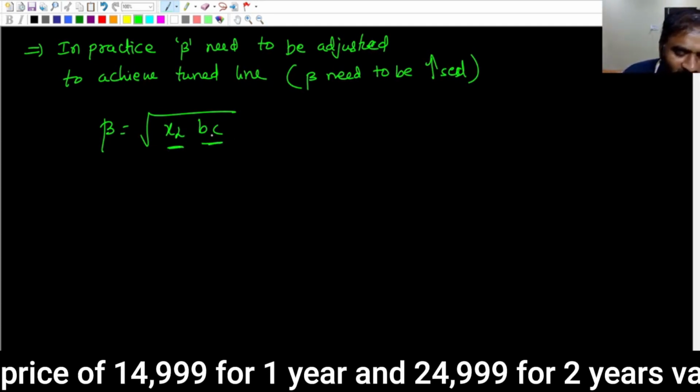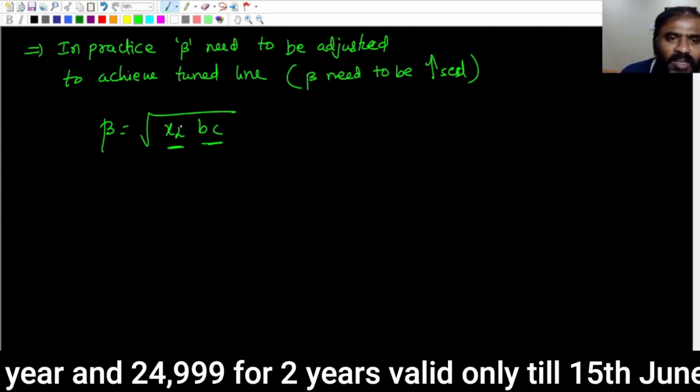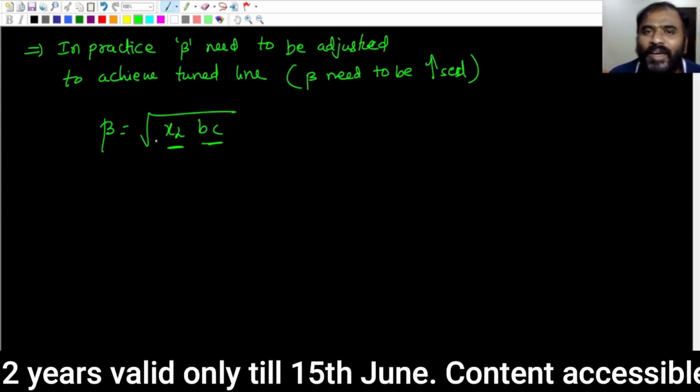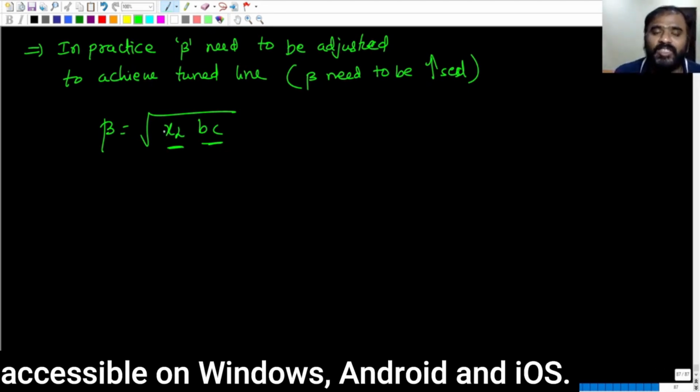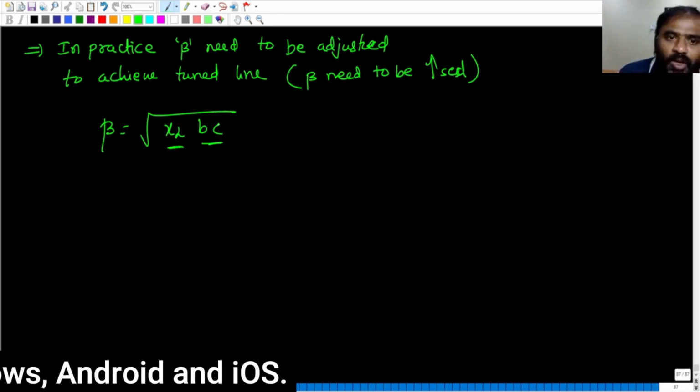Either you can increase xl or you can increase what? Bc. But increasing xl is not good. You know why? If line reactance increases, then the stability of the system decreases. So forget about xl. The only option is bc.